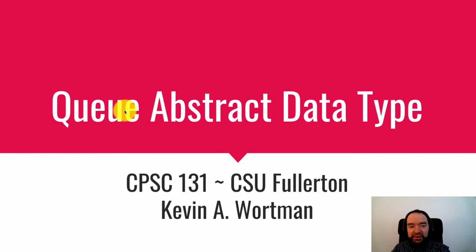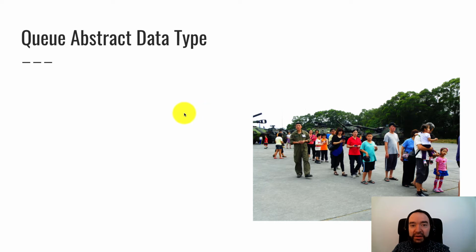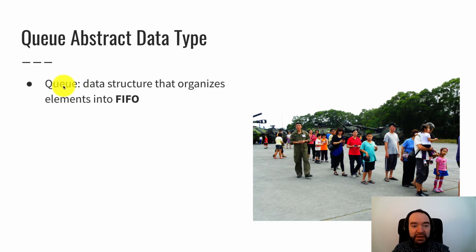Welcome. This video is going to introduce the concept of the queue abstract data type. The queue is a relative of the stack. It has some commonality with the stack, but it's different. A queue is a data structure that organizes elements into FIFO order, as it's called.